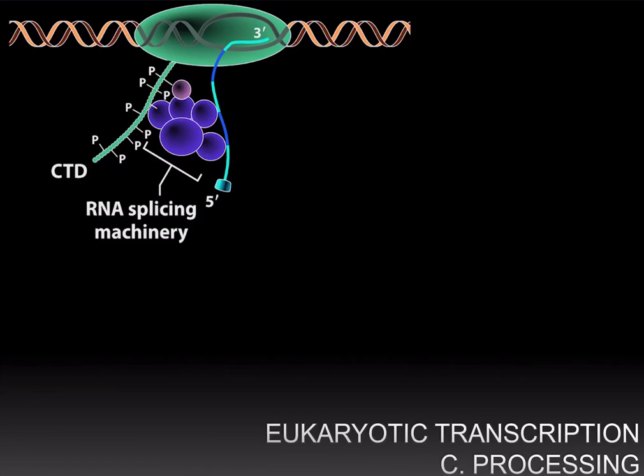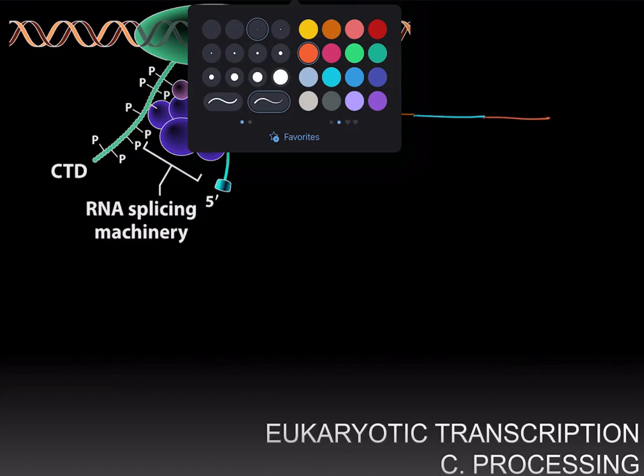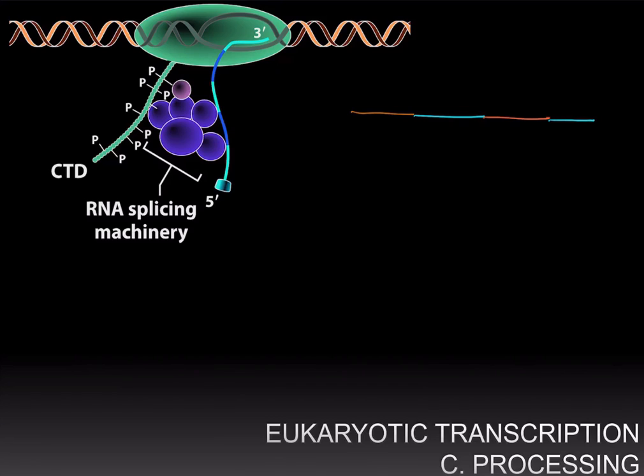The next processing step is that of splicing, and eukaryotic mRNAs can be composed of different sections where the sections called exons are translated and code for polypeptides, but these exons are interspersed with stretches called introns that are cut out or spliced out and are never translated into polypeptide.